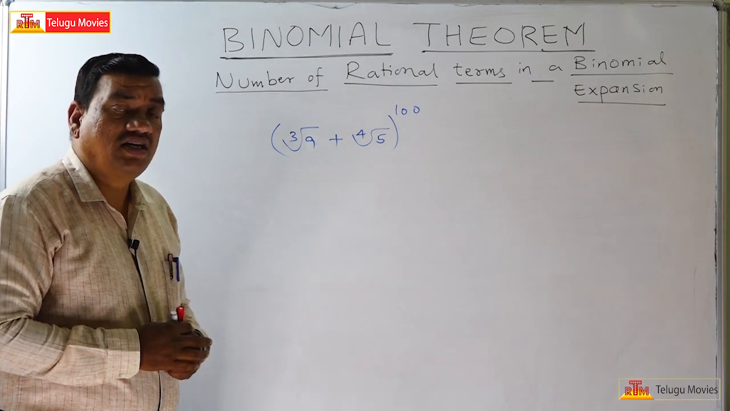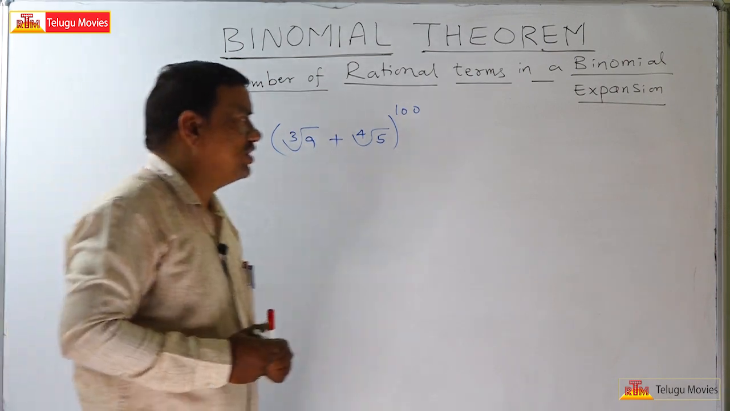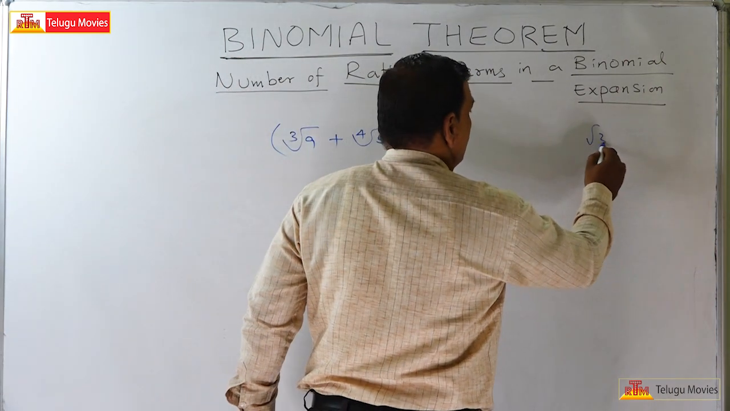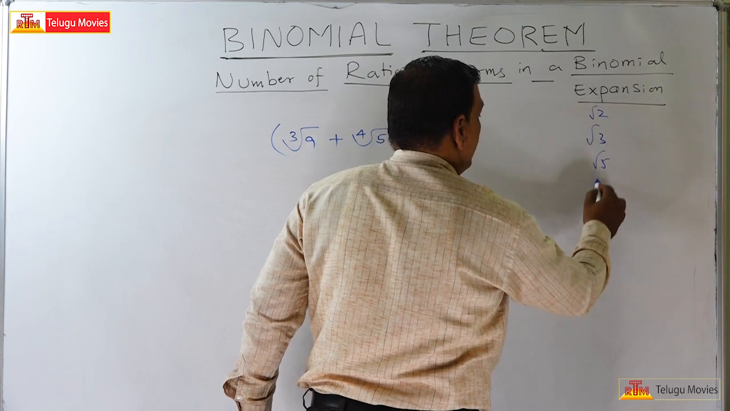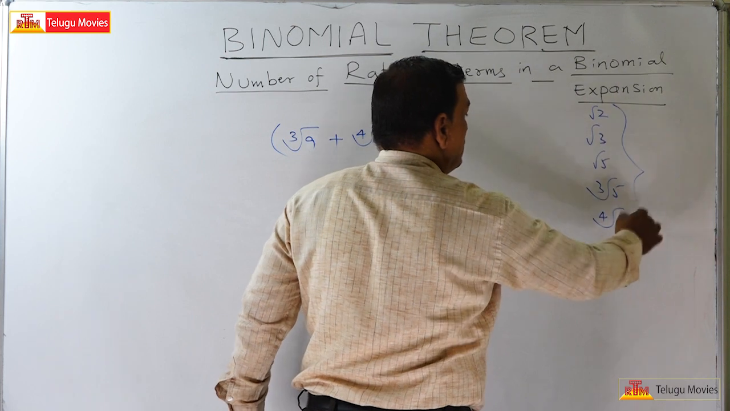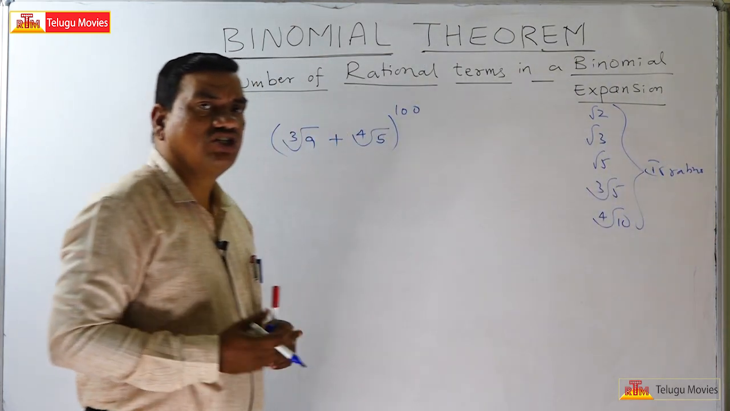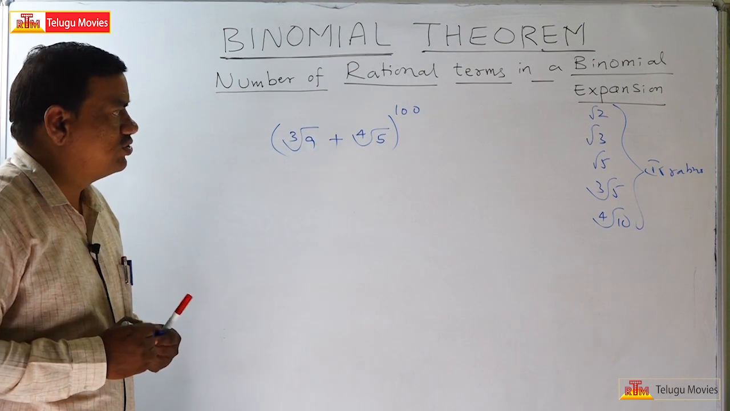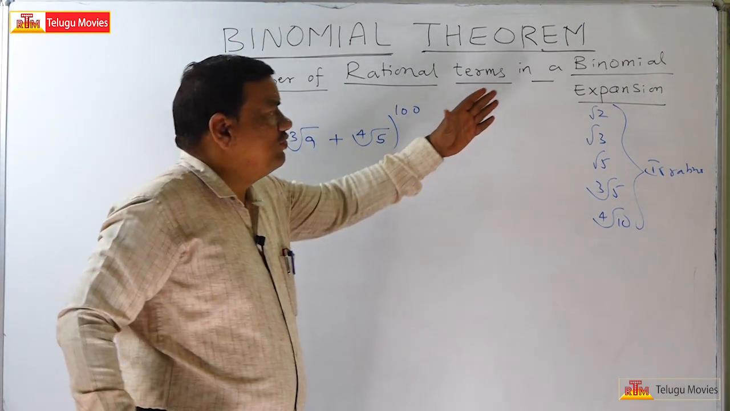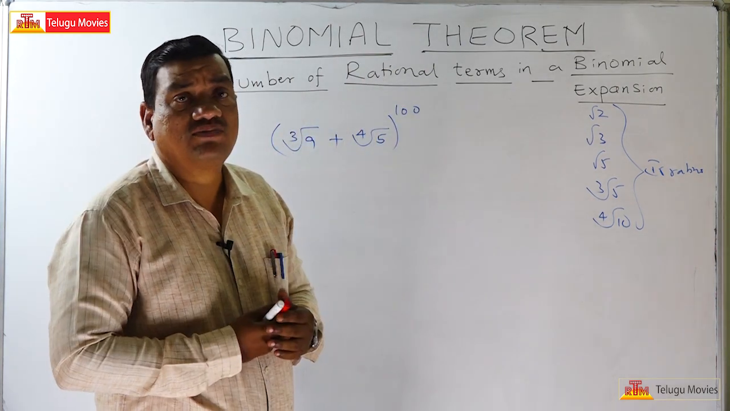there are certain rational numbers that will come, some irrational numbers will come. I know you know what irrational numbers are. So this is root 3, root 2, root 5, cube root of 5 or fourth root of 10. All these are irrational numbers. The numbers which are not irrational are rational numbers. So some terms you will get are irrational number terms, some are rational number terms.